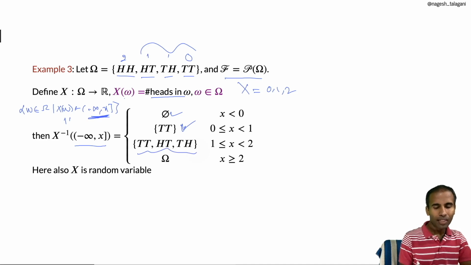Now when x is greater than or equal to 2, all of 0, 1, 2, everything will be quantified inside. So all outcomes will be included in the inverse image. That's why the inverse image is all of omega. Anyway, our event space is the power set of omega. Everything is a subset of omega. So all of these belong to script F. So this is a random variable. Okay, fine.